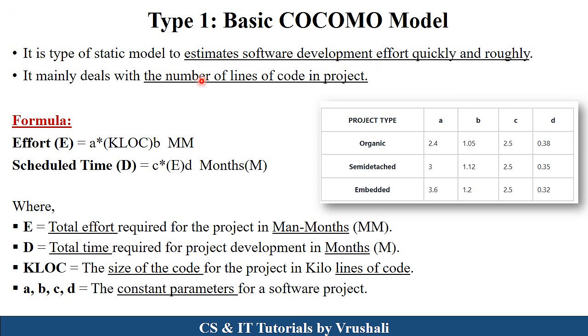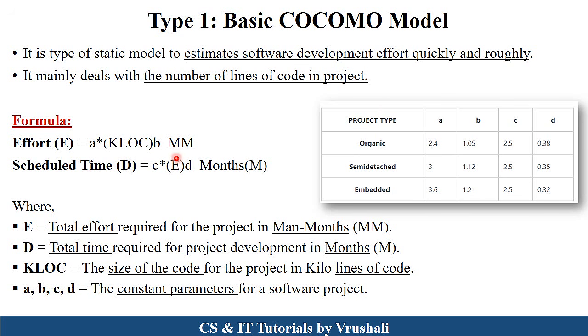It depends on the number of lines of code in a particular project. Here in basic COCOMO model, these are the formulas. First, for calculating total effort, this is the formula: E = A x (LOC)^B, in man-months required. And next one is the schedule time. The formula is D = C x (E)^D, in months, how much time is required for completing a particular project. So here E means total effort, D means total time, LOC means kilo lines of code in the particular project, and here A, B, C and D, these four are the constant parameters.